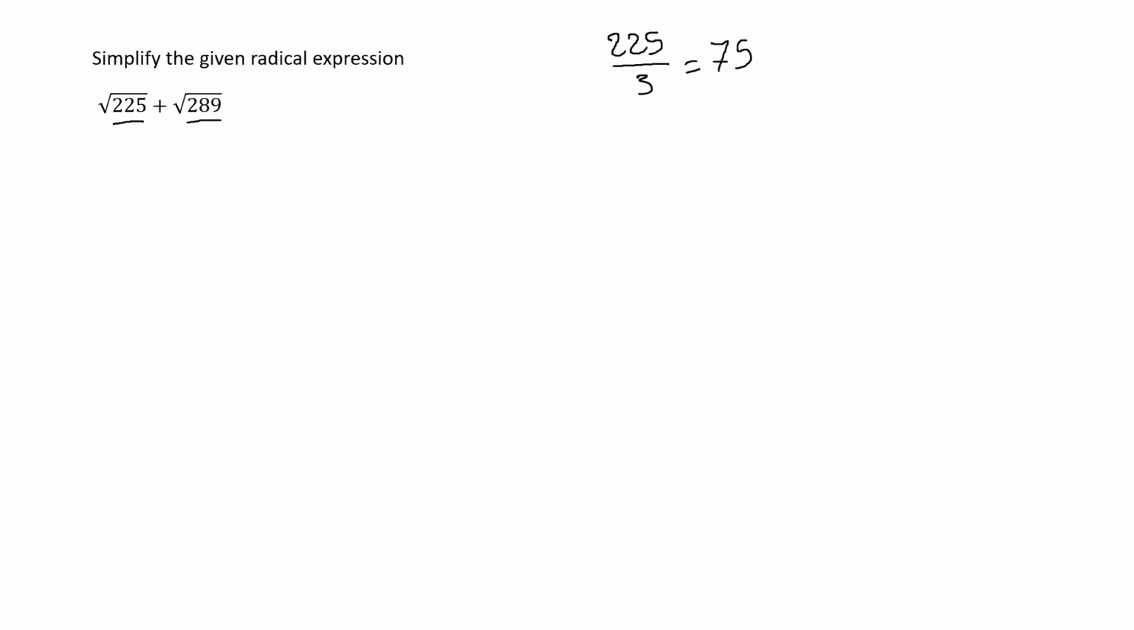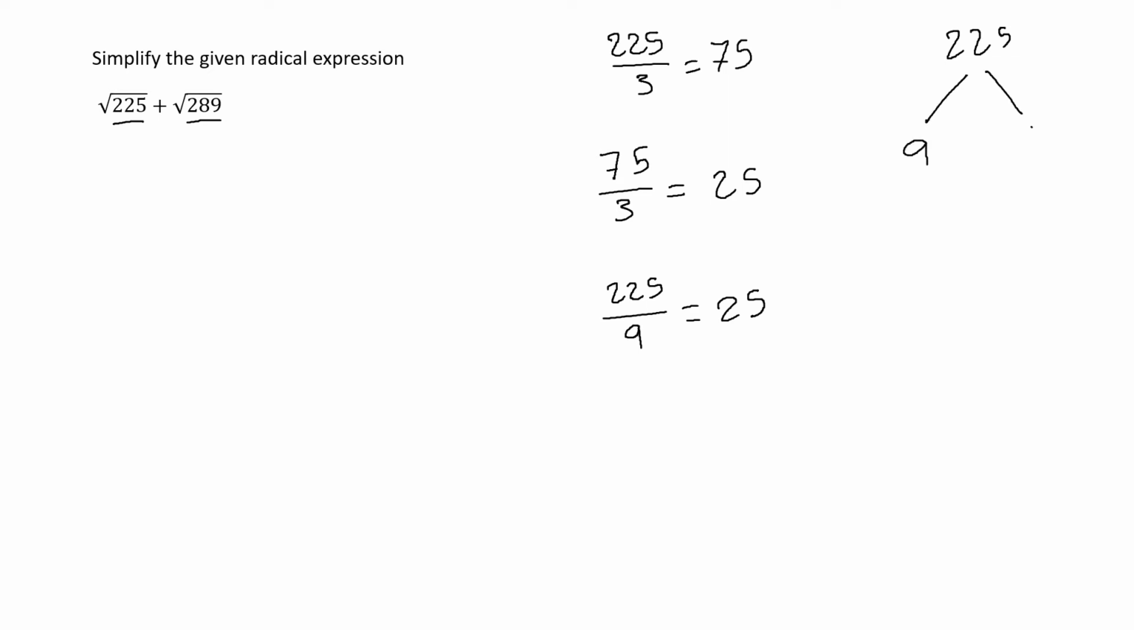Also, if we take this 75 and divide that by 3 too, it's going to give us 25. So now we know that 3 and 3 are factors of both 75 and 225. So if we take 225 divided by 9, that's going to give us 25. So now we know that the factors of 225 that are going to help us find the square root are the 9 and the 25.